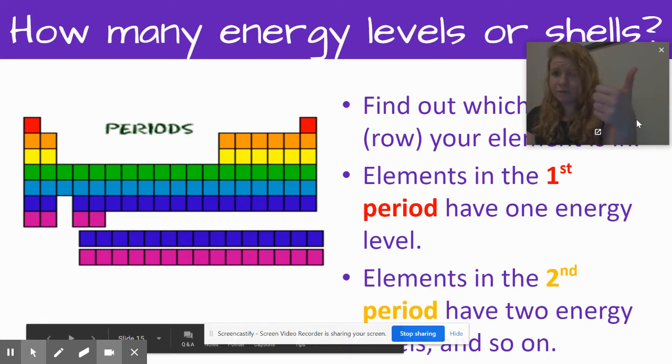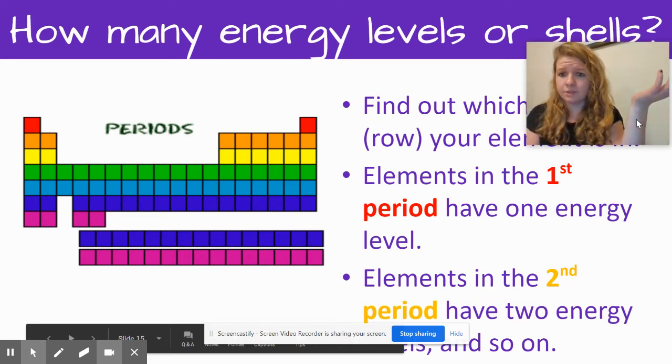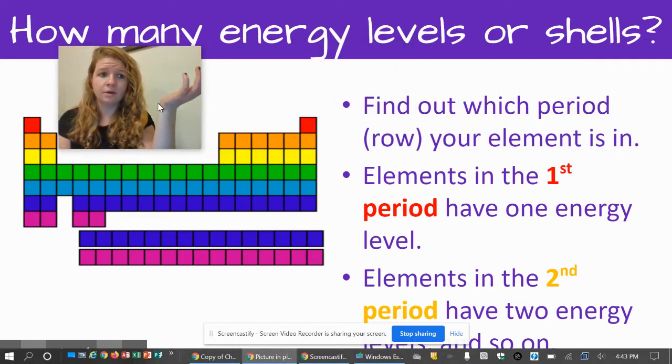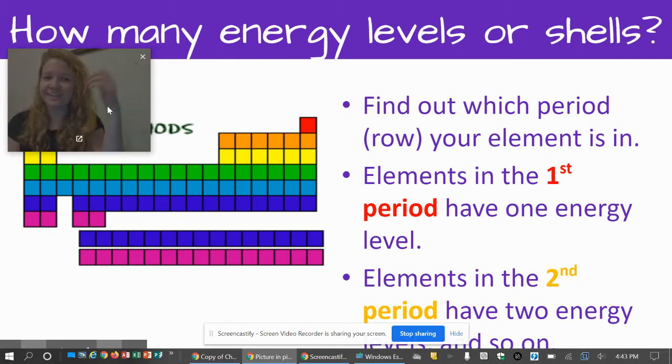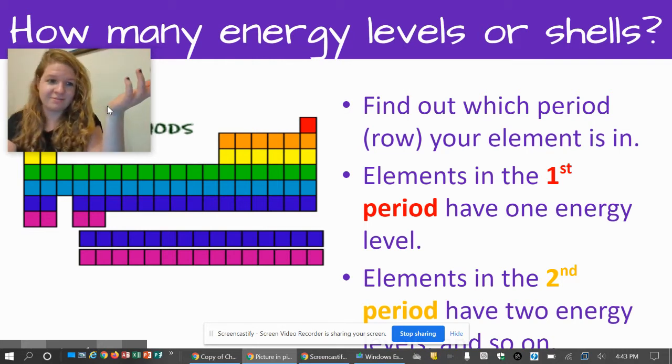Now, we have our number of electrons. Now, how many shells are we going to draw around that? How many shells do we have going on around this? So this is what we did yesterday. This is what you just checked your answers from. Find out which period or row.